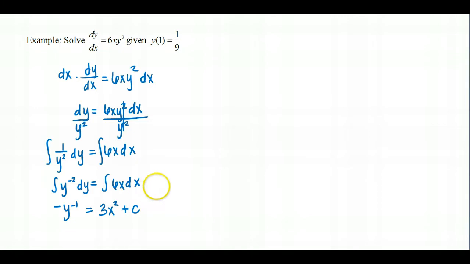Now I need to solve for my constant c using my initial condition. Let's go ahead and solve that off to the side. But first I'm going to rewrite this as negative 1 over y equals 3x squared plus c. Now I'm using this initial condition. When I plug 1 in for x, I get out the y value having to be 1/9.